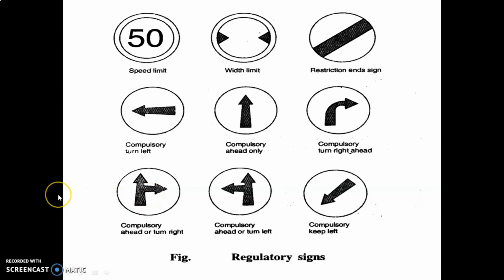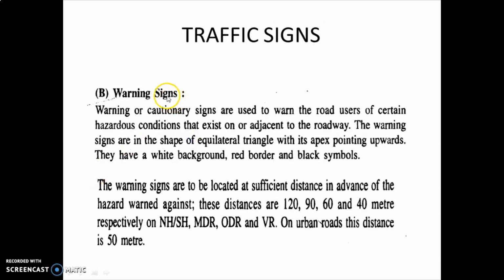And I think when you travel from one place to another by road, you have more or less seen all these types of signs. Okay, so now you have to remember all these signs. These signs are called regulatory signs. The next one is warning sign.